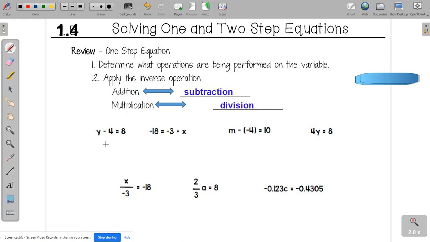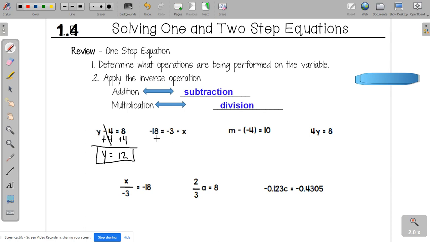The first one, we have y plus 4 equals 8. Y, we are subtracting 4, so we have to do the opposite and add 4. And add it to both sides. So minus 4 plus 4 cancels out, so we're left with y equals 8 plus 4 is 12.